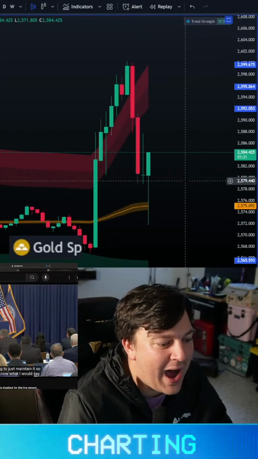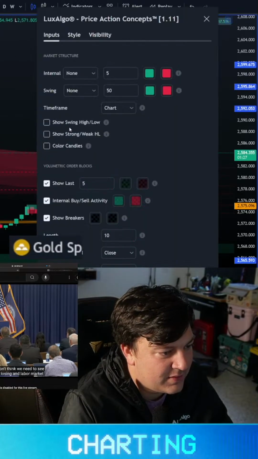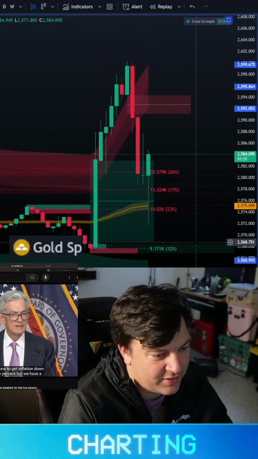I would say we don't think we need to see further loosening in labor market conditions to get inflation down to 2%.